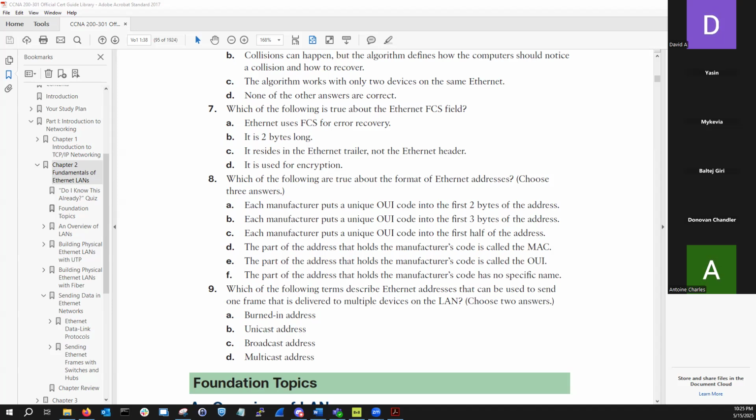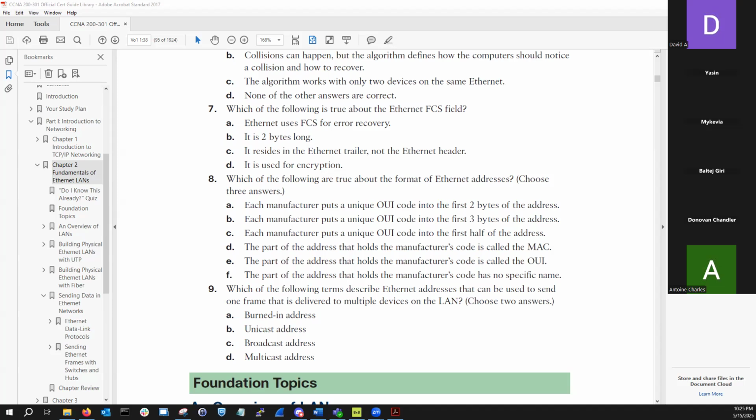Make sense? Yep. Oh, F is not it though. Why would you say it's not F too? The reason it's not F is that the part of the address that holds the manufacturer's code has no specific name. It does. It's called the OUI. Oh, I was thinking like name other than that. I see. Got it. Make sense?